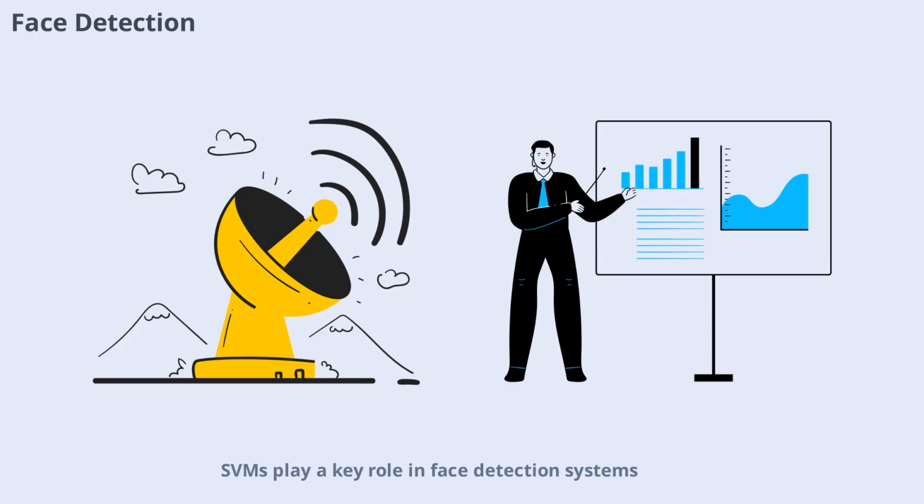SVMs play a key role in face detection systems. By learning the differences between face and non-face images, SVMs can quickly and accurately identify faces in photos and videos. This capability is essential for security systems, social media platforms, and smartphone cameras.